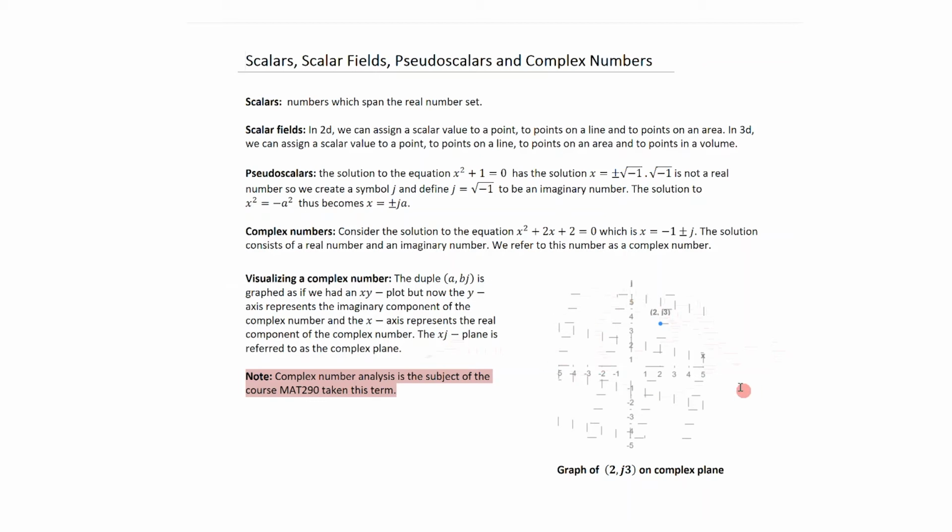So if I want to graph 2 plus j3, then basically the duple would have the real number 2 and j3 for the imaginary component, and this is where that point would lie on the complex plane or xj plane. Complex number analysis is a subject of the course MAT290, which you will be also taking concurrently this term.